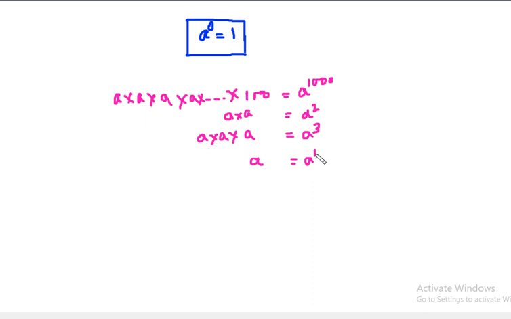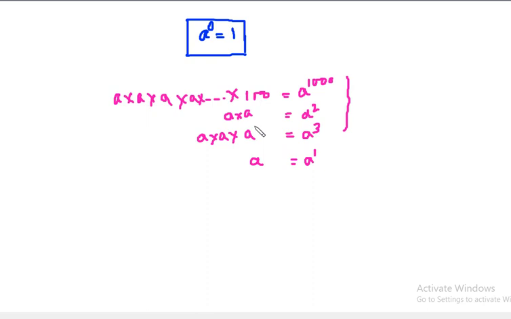So what is a to the power 1? A to the power 1 means a and then multiplied with what? If you want to follow this trend, it is defined like this: a square means a is multiplied by a, or a is taken 2 times, and a cube means a is taken 3 times, that means a into a into a. Then what is a to the power 1? A is multiplied with what?